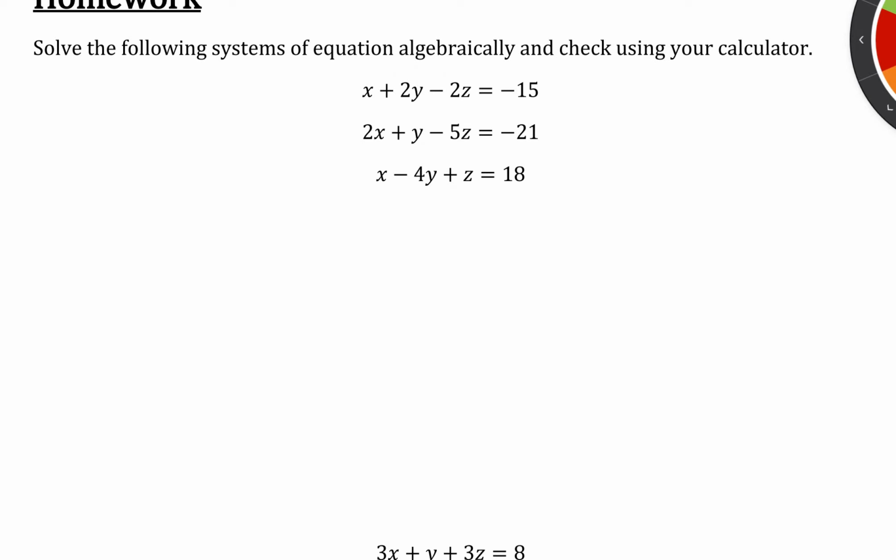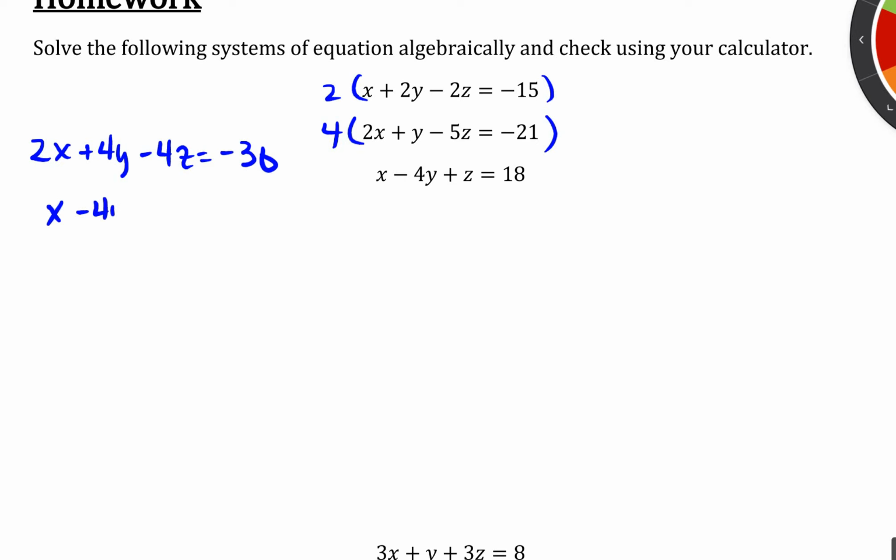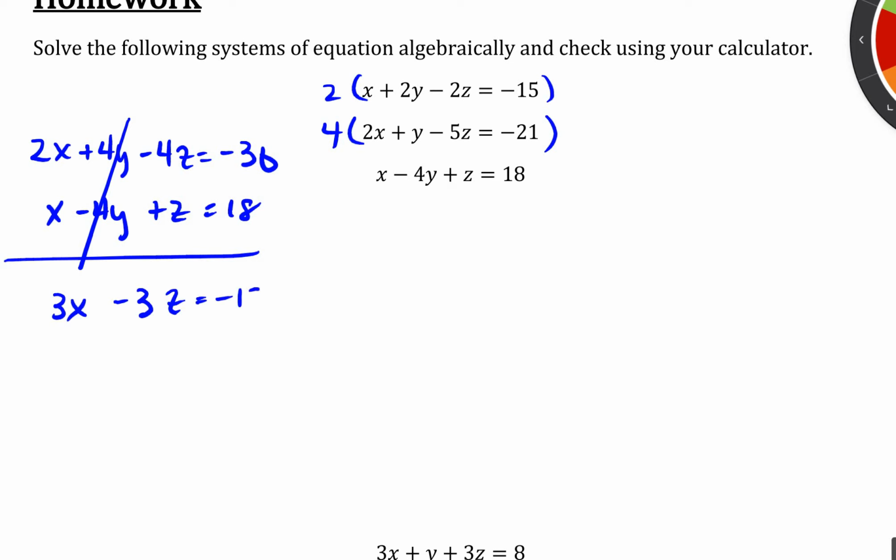Okay? So for the first one, I would get rid of the y's again. You could get rid of other things here, but I like to use the signs to my advantage. So if I take the first equation, I'm going to get 2x plus 4y minus 4z equals negative 30. I could add that to the last equation, and the y's will cancel. So I'm left with 3x minus 3z equals negative 12.